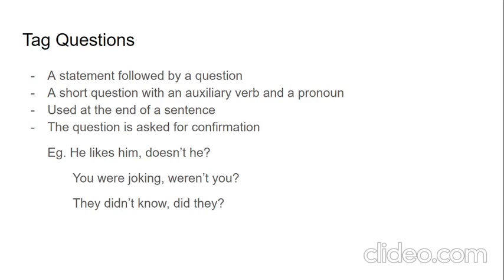Look at the second one. You were joking, weren't you? The last one, the statement is a negative one. They didn't know. So the question tag is, did they? Look at the questions. Doesn't he, weren't you, did they? An auxiliary verb plus a pronoun. So it's a very short question which is used at the end of a sentence for confirmation.